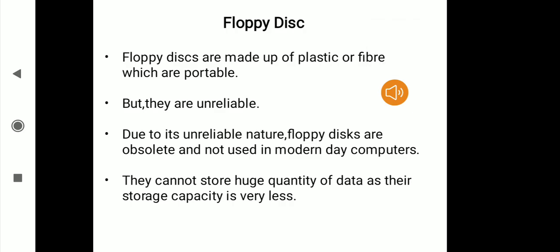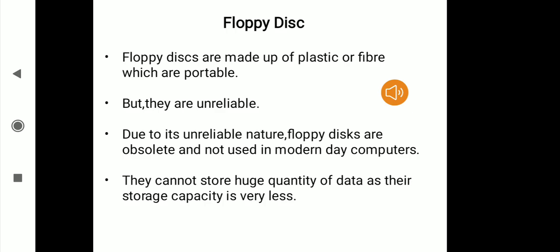The next secondary storage device in the list is the floppy disk. The floppy disk is made up of a plastic or a fiber material, and it is portable. It's portable in the sense that we can carry it wherever we go. That is, we can carry it inside our pocket and move freely.